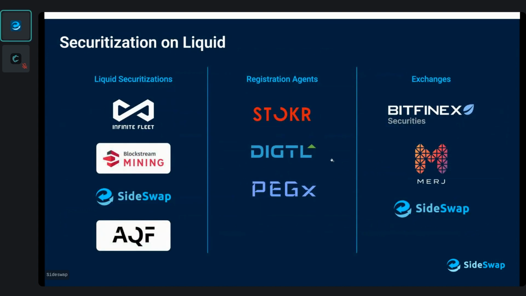Okay, so that's a bit about the structure of financial markets and how we can build them using sidechains, specifically the Liquid network. With that, if we look at how far we have come in terms of securitization on Liquid, Liquid has, I think, 6 or 7 different assets issued on it. One is the Infinite Fleet security token. The other is the Blockstream mining note, which is a hybrid debt instrument, I believe, which will mature once the 3-year period is up. We have SideSwap.